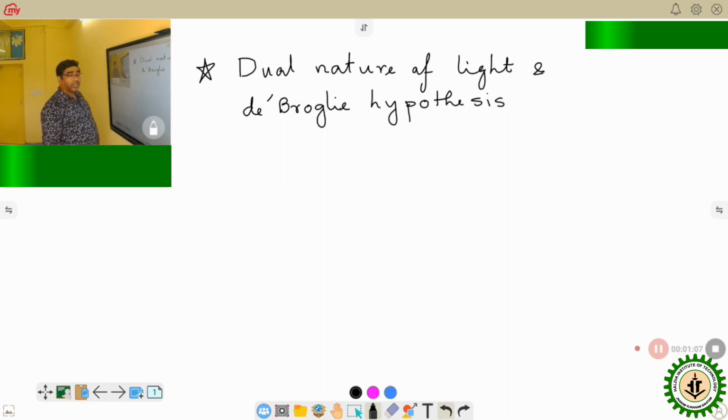As we have learned in previous chapters, during the phenomena of interference, diffraction, and polarization, we gathered information that light is a wave. So we can write down certain phenomena which can be explained based on the wave properties of light.